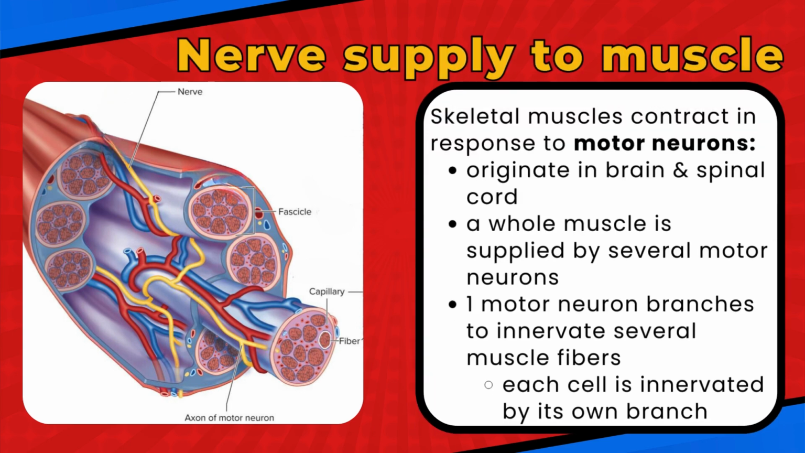Nervous tissue is the other type of tissue in a skeletal muscle. Skeletal muscles contract in response to motor neurons. Motor neurons originate in the brain and spinal cord. Each muscle is supplied by several motor neurons. One motor neuron branches to innervate several muscle fibers or cells. Each cell is innervated by its own branch.